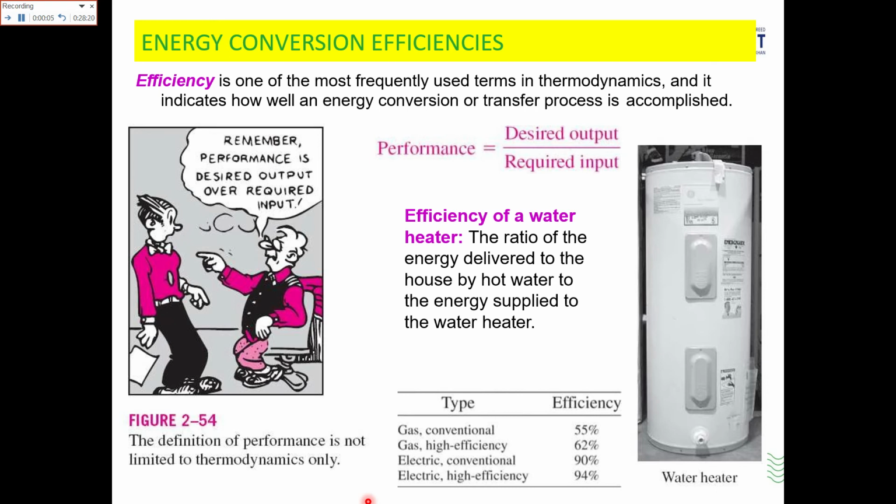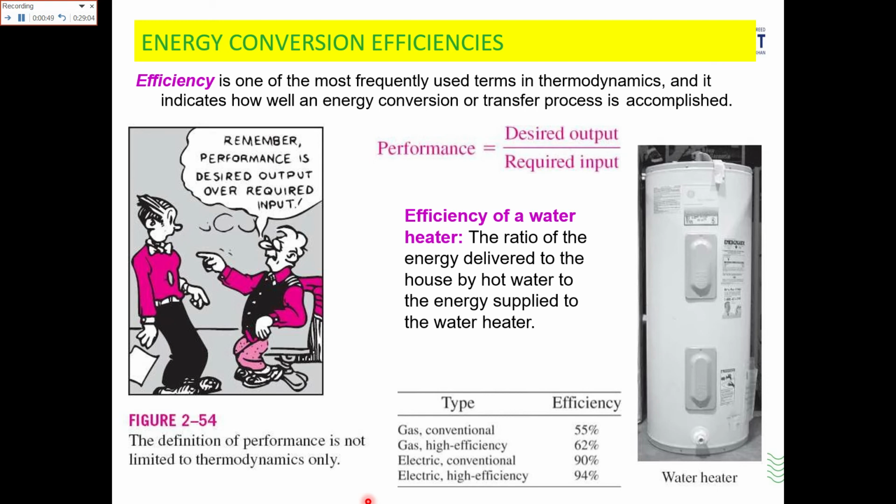Now, the energy conversion efficiencies. What is efficiency? Efficiency is one of the most frequently used terms in thermodynamics, and it indicates how well an energy conversion or transfer process is accomplished. So efficiency is basically output over input. You have given the input to the system, so how efficiently is that system performing or giving the output. So performance is equal to the desired output divided by the required input. The efficiency of a water heater is the ratio of the energy delivered to the house by hot water to the energy supplied to the water for heating.